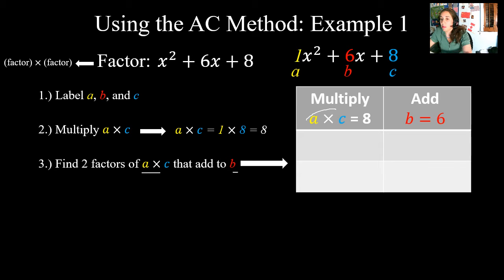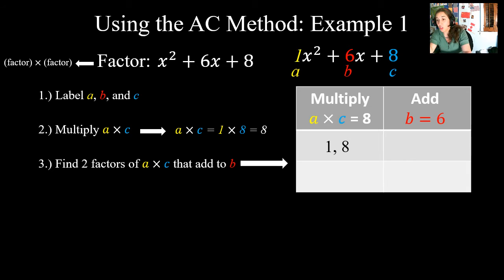Well, what is A times C? It's 8. We already figured that out. What's my B? It's 6. So we want two factors of 8 that add to 6, okay? So now I'm going to start on the left side of my table, and I'm going to list all the factors of 8. And I always just start with 1, you guys, okay? So 8 divided by 1, right? Well, that gives me 8. So my first pair of factors is going to be 1 and 8, because 1 times 8 is 8.